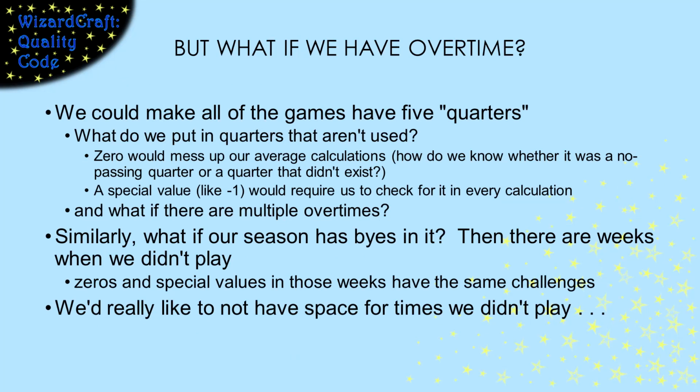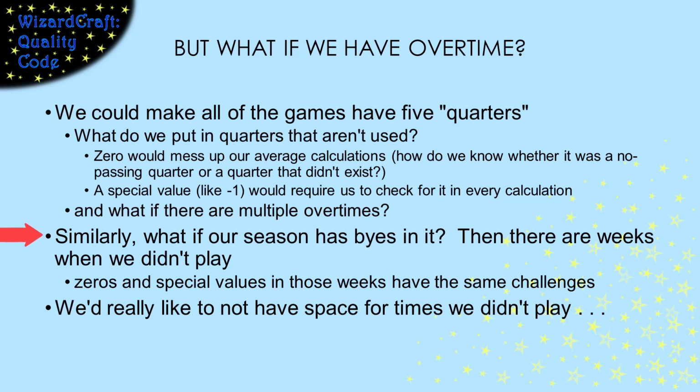All that is good, but there's some real limitations to this strategy. Suppose we want to store stats for overtimes. Well, we could make the grid have 5 columns, an extra quarter for the overtime. But what do we do with games that don't have overtimes? If we store a 0 in that last column, does that mean there wasn't an overtime? Or they didn't complete a pass during the overtime? And what if a game has multiple overtimes?